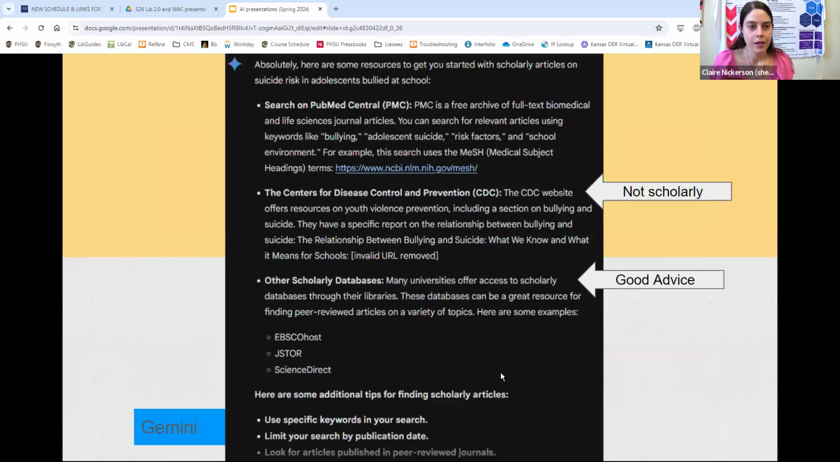Google Gemini is a little bit better. It offers tips for searching for scholarly articles, which might be helpful for students in terms of knowing where to look. In this case, it suggested looking at scholarly databases. Obviously, it doesn't know what databases we have here at FHSU, but it recommended some of the major vendors that might be helpful. And then sometimes it does also suggest specific articles, and they are, in my experience, always real, but not always scholarly. Like this second one from the CDC, it's a reliable article. I wouldn't object if a student used it, but it's not scholarly.